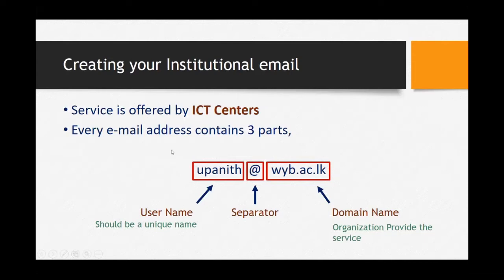When we create email accounts, if the user did not specifically ask for a particular username, what ICT centers usually do is use the first name as the username. But if the first name is not available, they use the first name plus the first letter of the last name. So in my case, if somebody has already taken Upanit as an email, we are going to use Upanit from the Liyanarachi part, L. So Upanit L at wyb.ac.lk, like that. We go letter by letter if the same name is there.